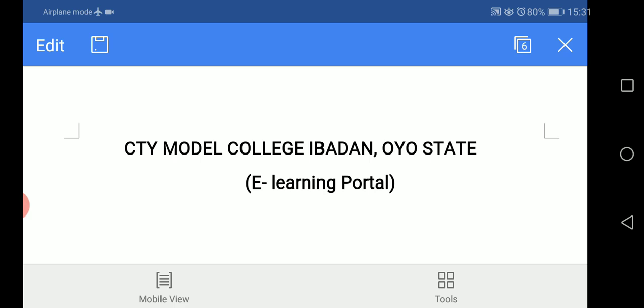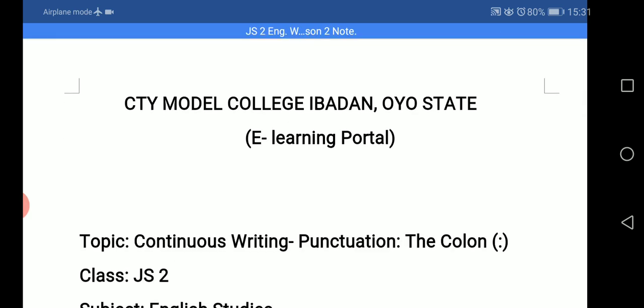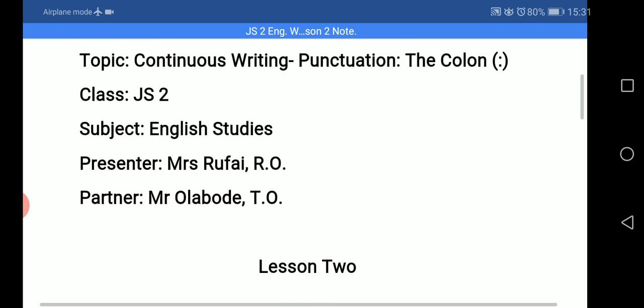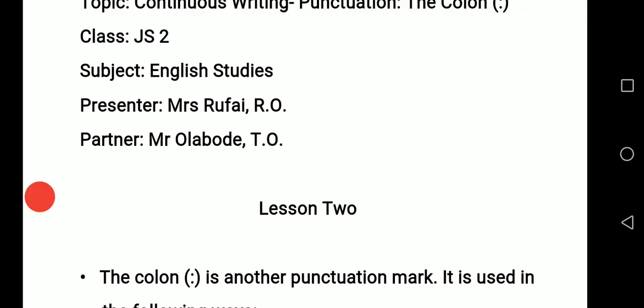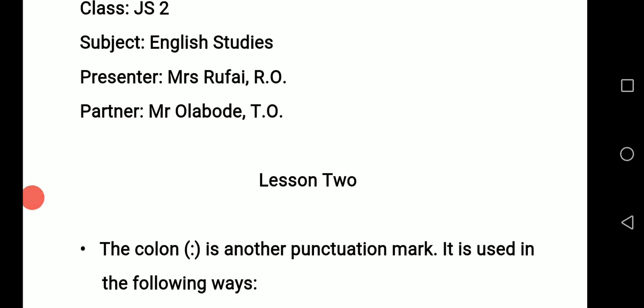Welcome to the City World Model College Ibadan, Oyo State e-learning portal. It's another English studies class, and our topic for today is continuous writing, punctuation. Under punctuation, we are looking at the colon. This can be found on page 199 of your NUSEG JS2 textbook. Page 199 of your NUSEG JS2 textbook.